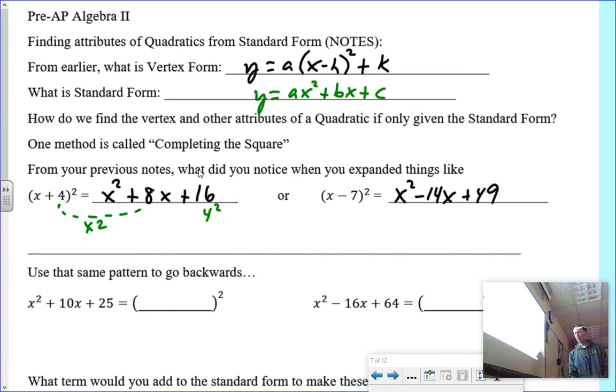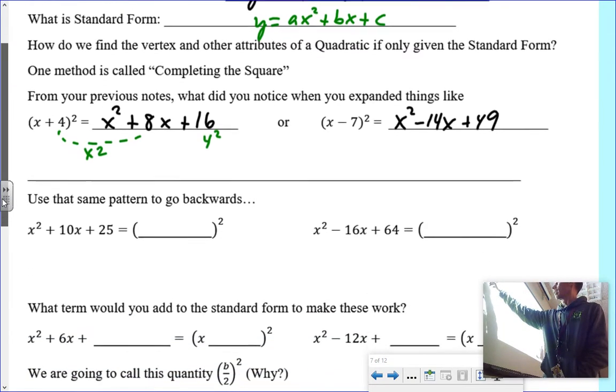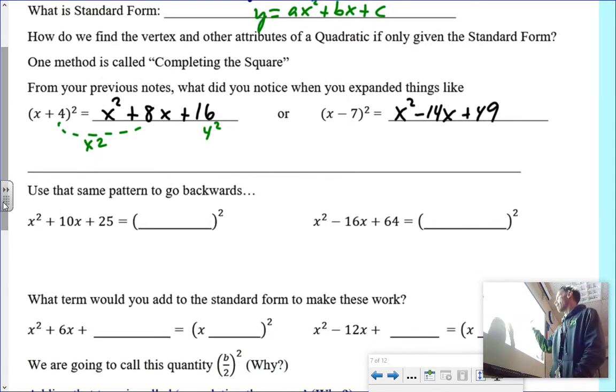Okay, so now what I'm going to ask you guys to do is take that same pattern, but now can we go backwards? In other words, if I see x squared plus 10x plus 25, how can I go backwards and write that as (x something) squared? So if you can pause the video for a second and think about that, what would go in those blanks to make that happen?